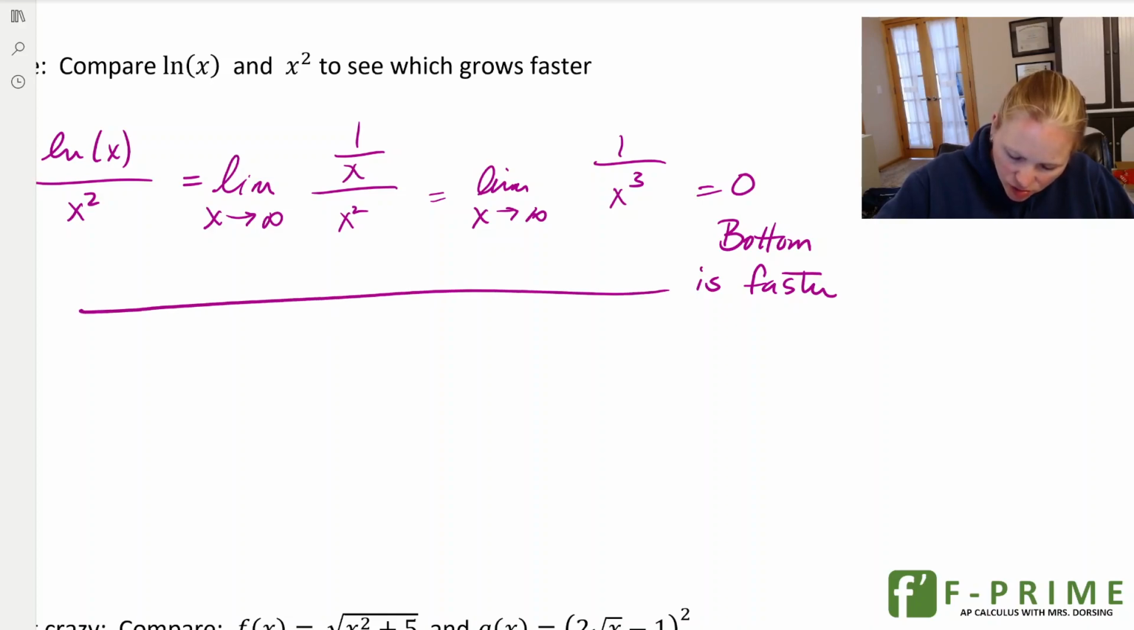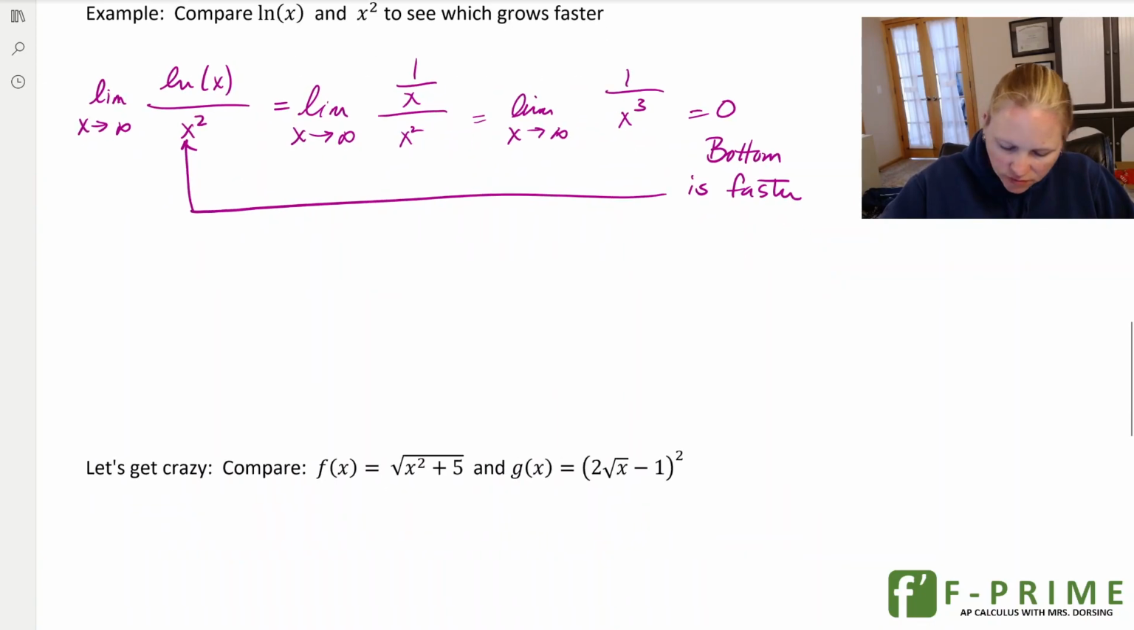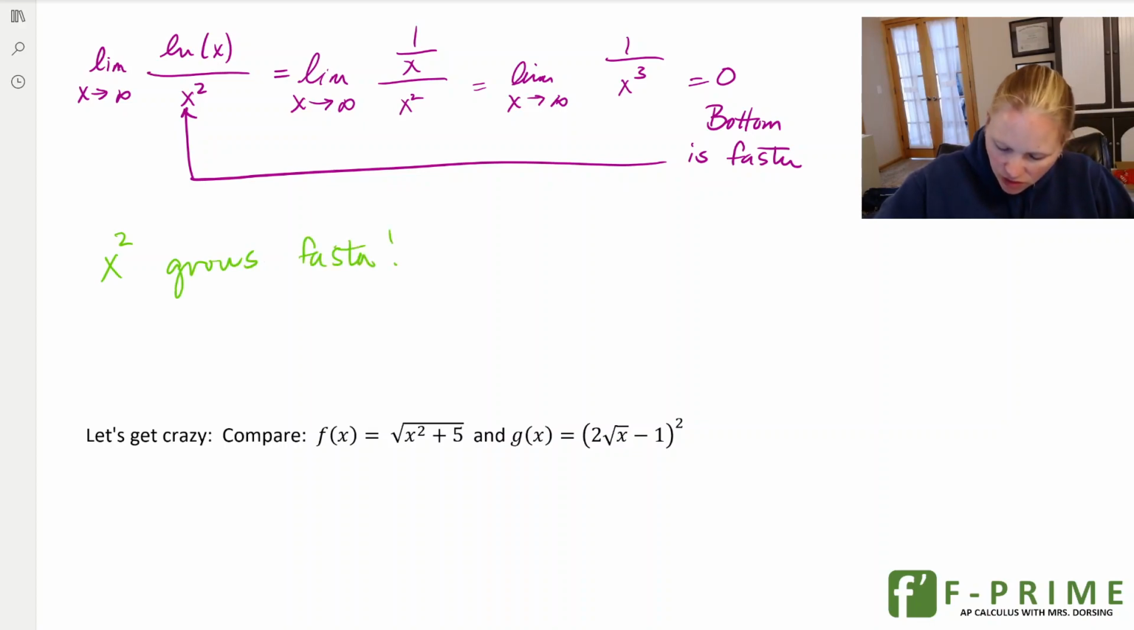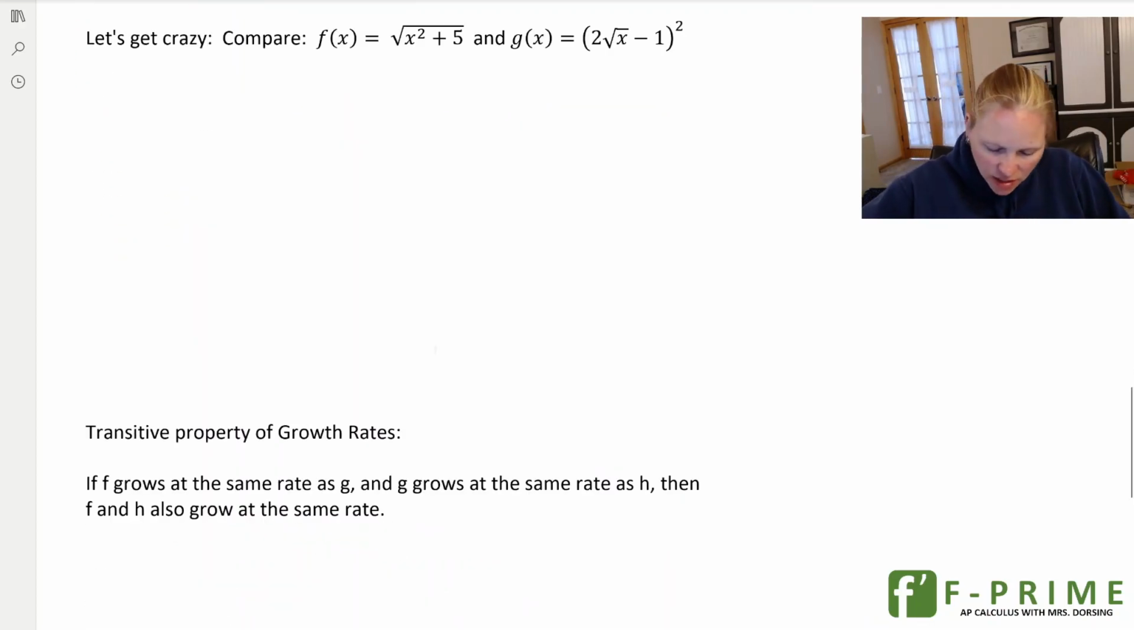So then I'm going to go back to where I had my initial setup and see what I put in the bottom. So x squared grows faster. So let's keep going. Let's try another one. And like I said, you can pause the video at any point in time and compare.